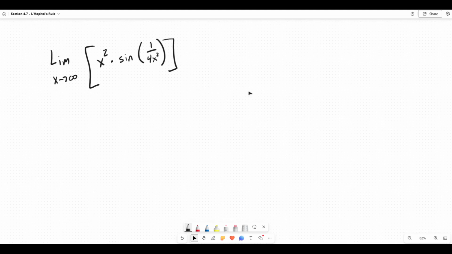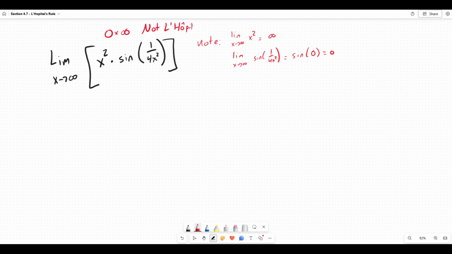Okay, so as a note, the limit as x approaches infinity of x squared is going to go off to infinity. And the limit as x approaches infinity of sine of 1 over 4x squared is going to go to sine of, as x goes to infinity, this is going to get smaller and smaller, and 0 goes to 0, so we're going to get 0. So this is a 0 times infinity, not L'Hopital yet. This is 0 times infinity, which is bad.